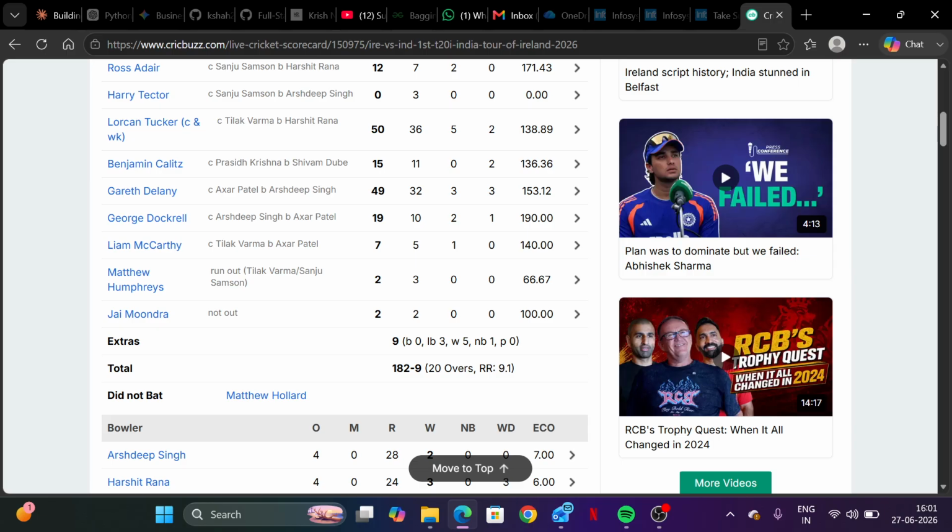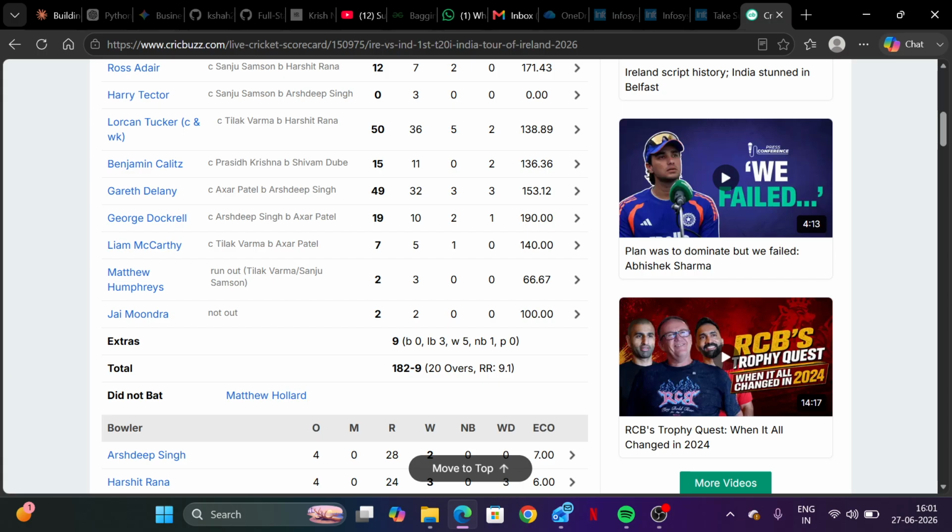Now, let's come to section three, which is the two debutants who won the match for Ireland. Do you know there were five key players missing from the regular Irish team. This was a pretty inexperienced Ireland team, coming with a lot of debutants. Let us talk about Matt Hollard, who is playing his first ever T20, who took three wickets, including Ishan Kishan, Captain Shreyas Iyer, and he also dismissed Harshit Rana.